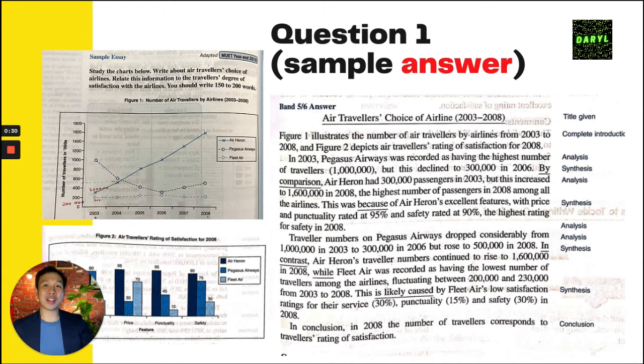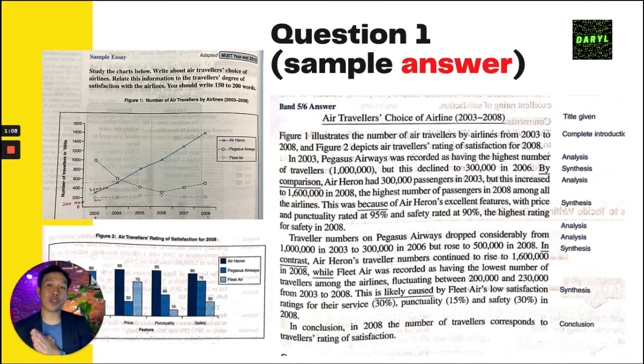Alright, so there are two graphs or two charts. First, figure 1 is a line graph, and then figure 2 is a bar graph. Once you recognize that, look at each graph individually. Let's focus on figure 1. But before that, look at the instruction over here. Study the charts below. Write about air travelers' choice of airlines and relate this information to the travelers' degree of satisfaction with the airlines. You should write around 150 to 200 words.